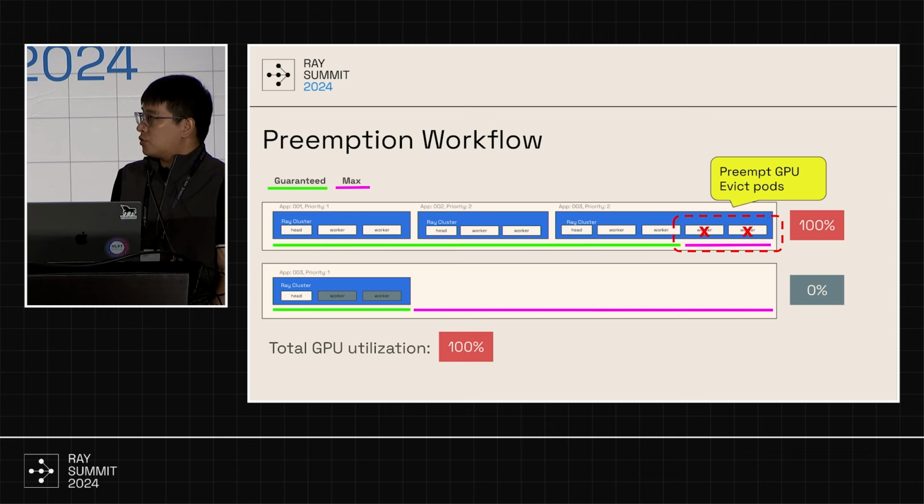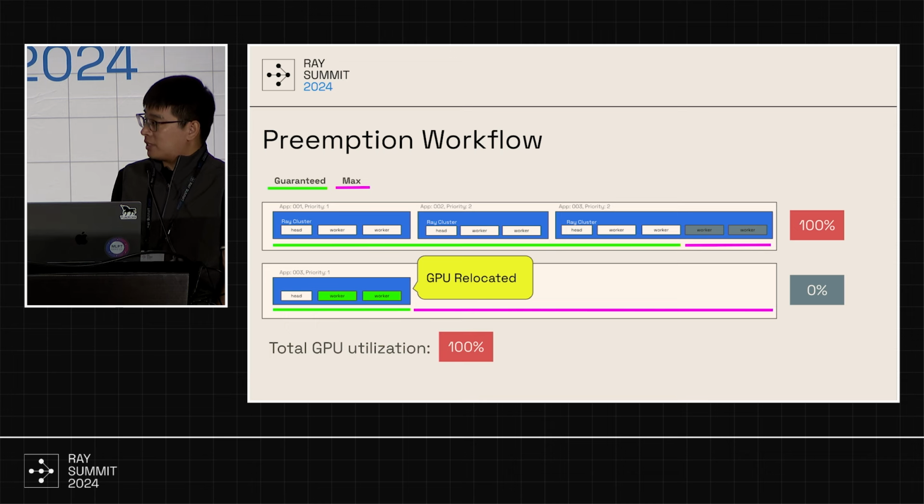And also when we do the preemption, it will consider the application priority and also task priority, and also how long your tasks are running. Imagine if the task priority is the same. Then you select two pods to preempt. It's a very, very simple example. Then you reclaim the GPUs and reallocate the GPUs to the second queue. Then the second queue will get resources to run.